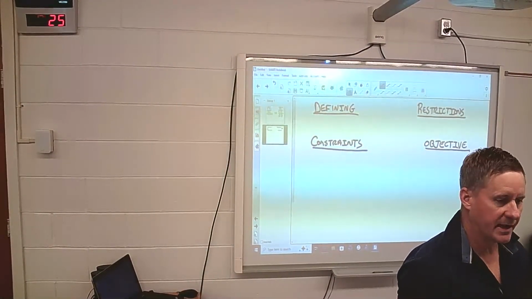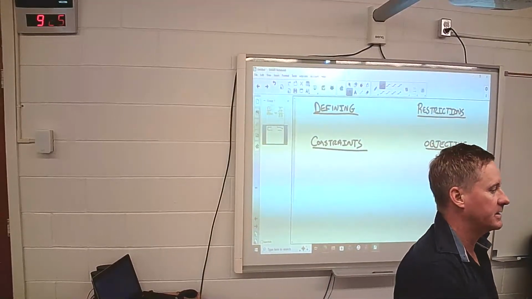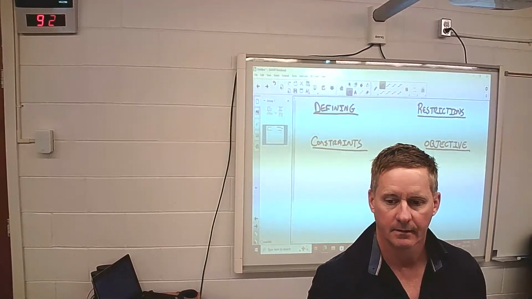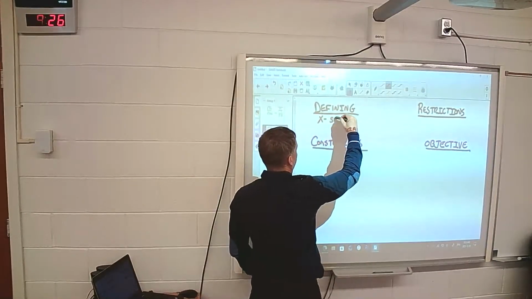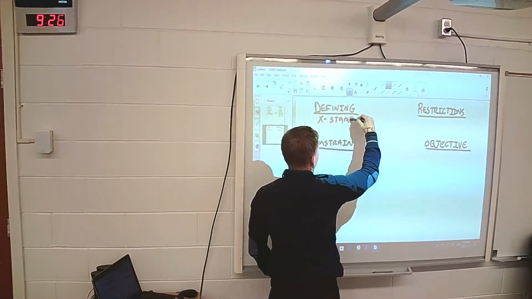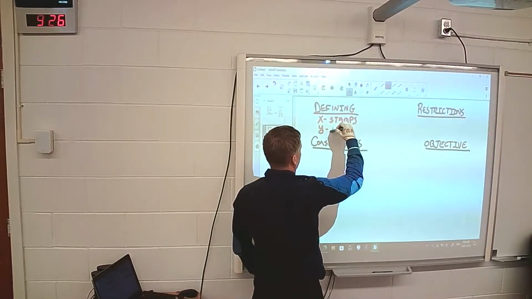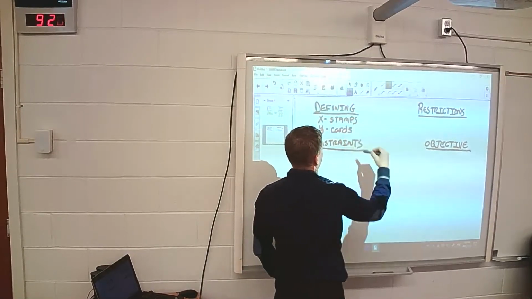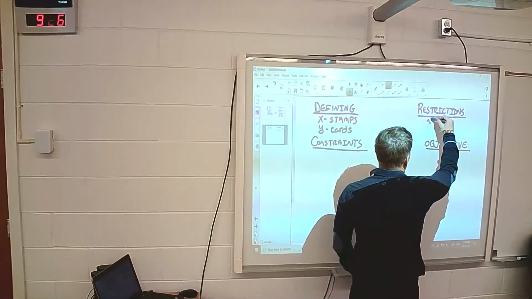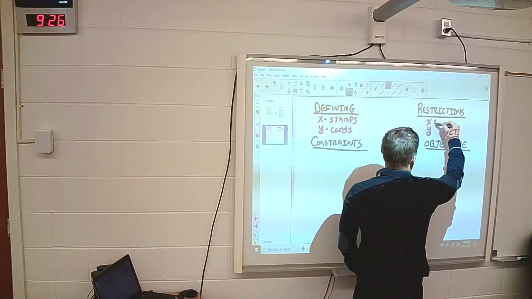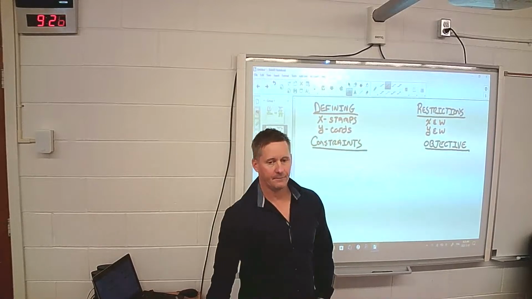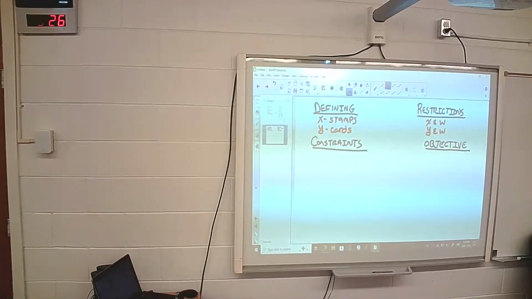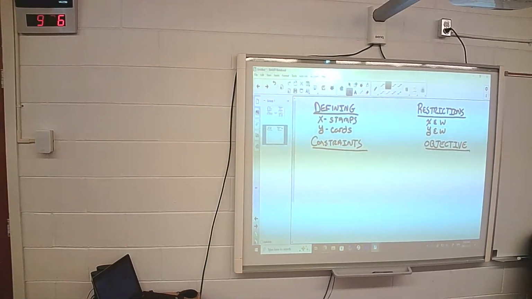Yamni collects stamps and baseball cards. What's the first thing that I need to do there? Stamps and cards. So let's write that out. X, stamps. Y is cards. Next step, go over here. Whole and whole. Okay? Again, you can't buy a part of a stamp. You can't buy a part of a baseball card.